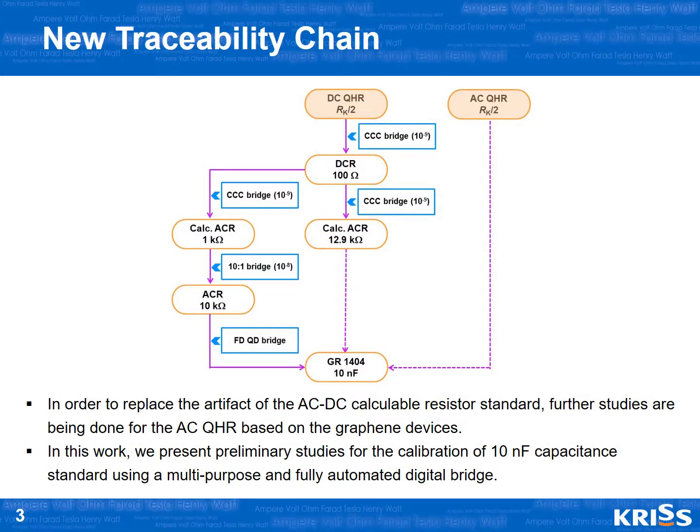As you see, the traceability chain from a DC quantum Hall resistance requires an artifact of AC to DC calculable resistance standard. This is challenging to fabricate and has a lifespan based on a drift rate and instrumental errors like temperature coefficients. Hence, to replace the artifact of the resistance standards, further studies are being done for the AC quantum Hall resistance based on graphene devices, as suggested in the new traceability chain.